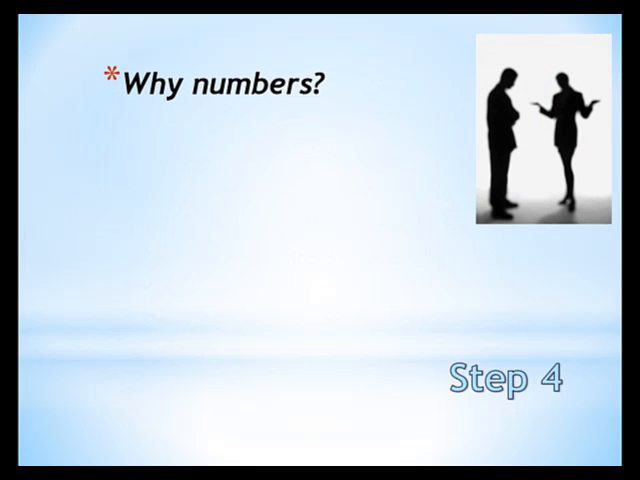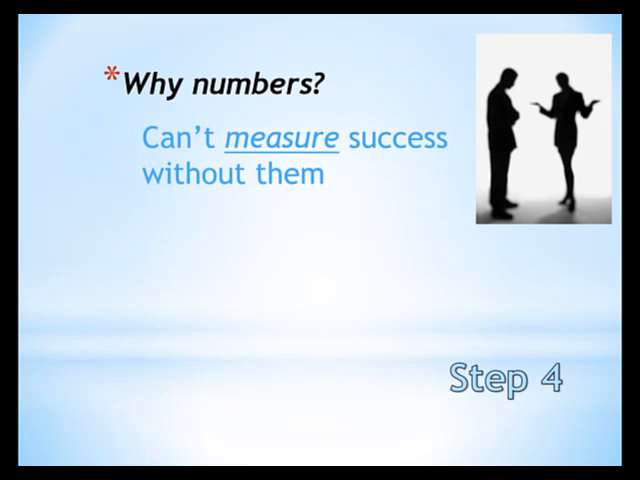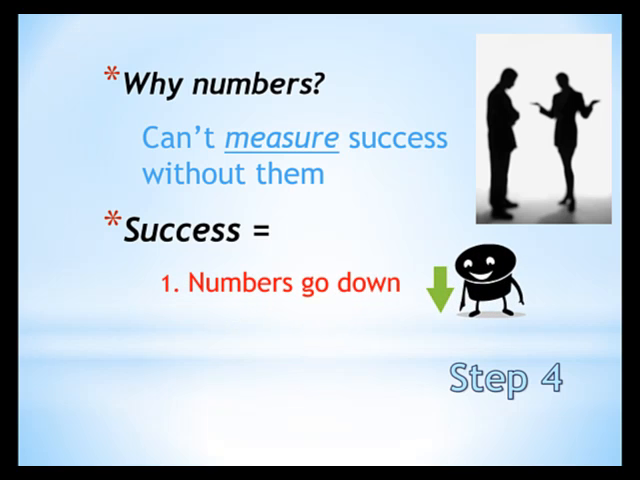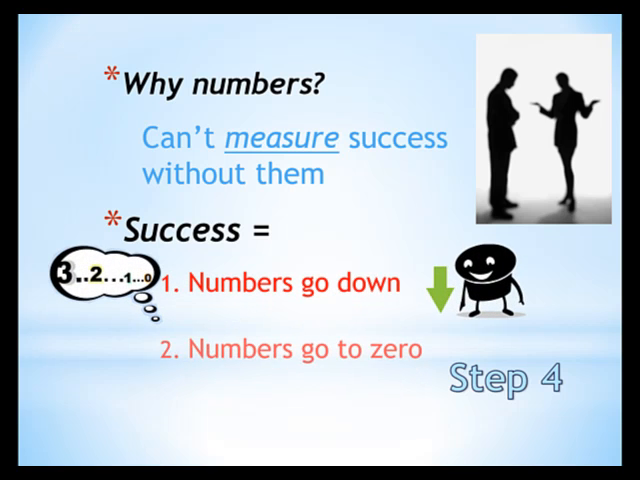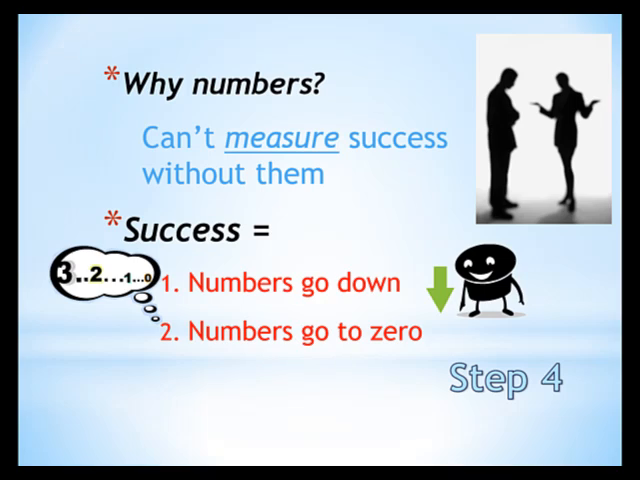Some more on step 4. Why numbers? Well, because you can't measure success without them. Neither you, Jane, nor your friendly auditor Shirley from the Joint Commission will see any progress unless these numbers reduce or ideally go away.